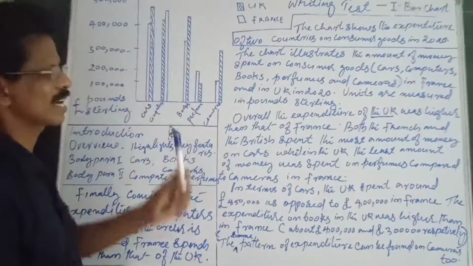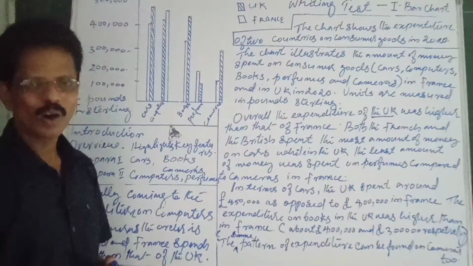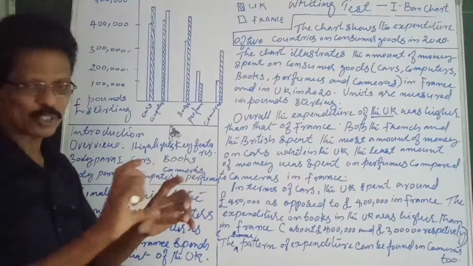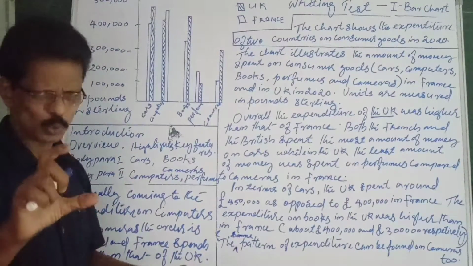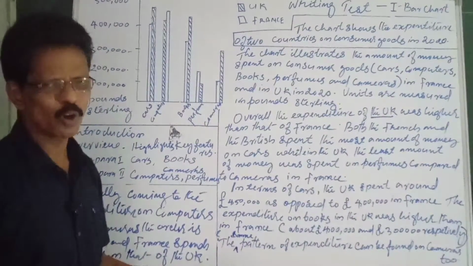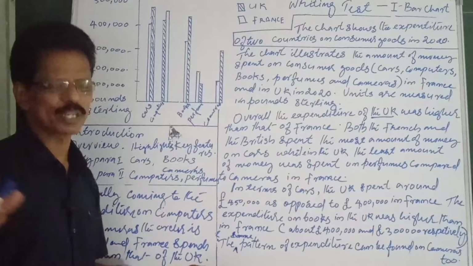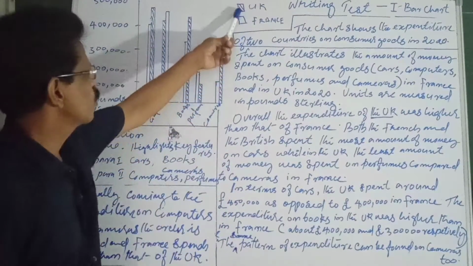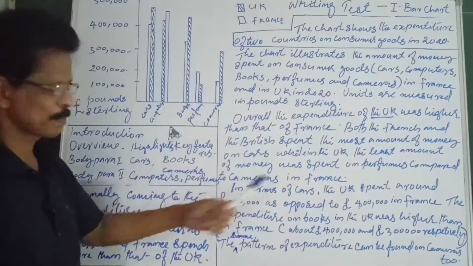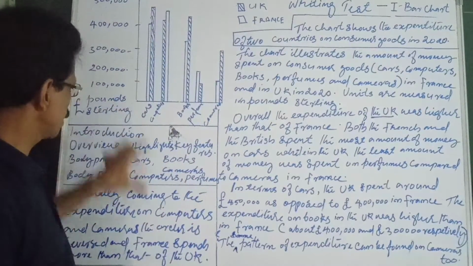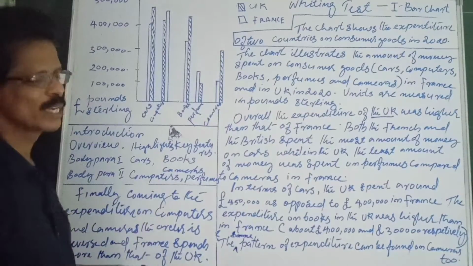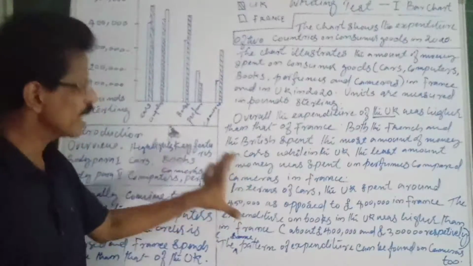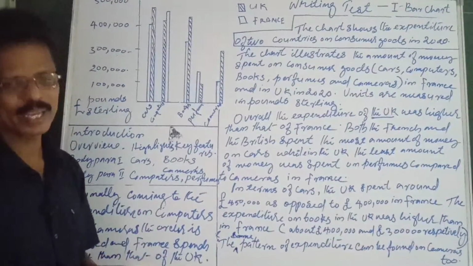Of course, two countries are compared now. So for the two paragraphs, you need not write so many lines or sentences. Two, three sentences enough. As you know, overall you need to write only 150 words. So, the first paragraph we can deal with the UK and how they spend. And the second paragraph we can deal with France and how they spend. So, it can be in two paragraphs explaining those things.